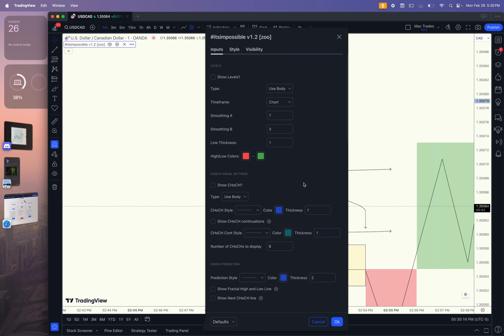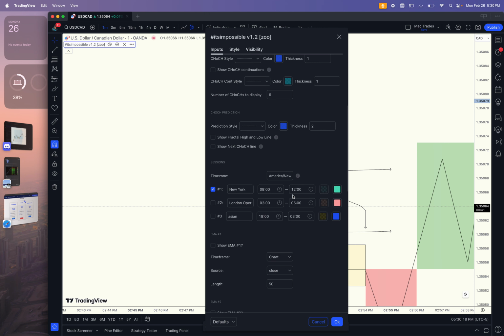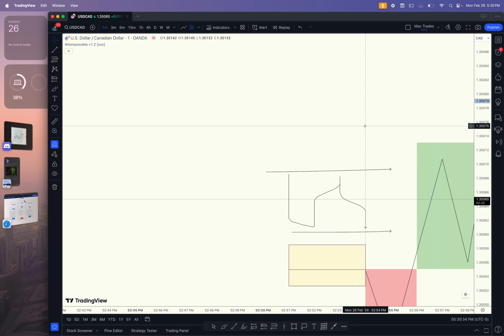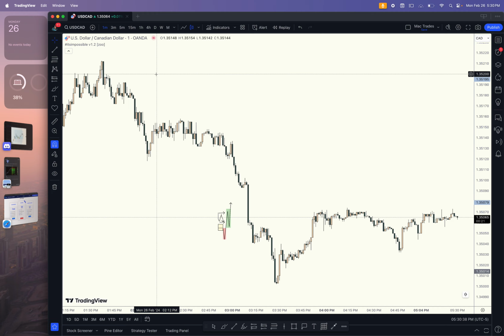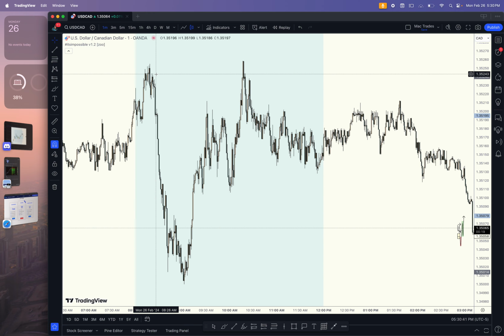And then here are my times: 8 a.m. to 12. This is only for currency. If I'm trading the equities market, it's 9:30 to 12. But for currency, 8 to 12. Asia session, 1800 hours, which is 6 p.m. Eastern Standard Time, to 3 a.m. All right. So let's get into how I spot my accumulation.